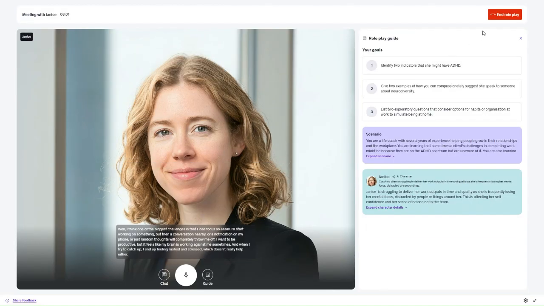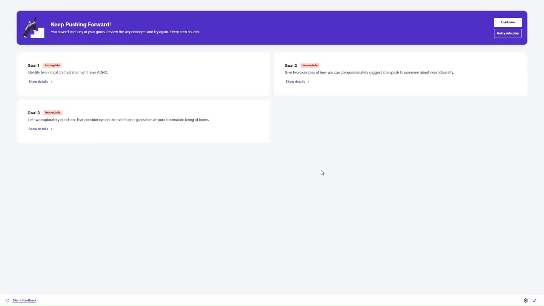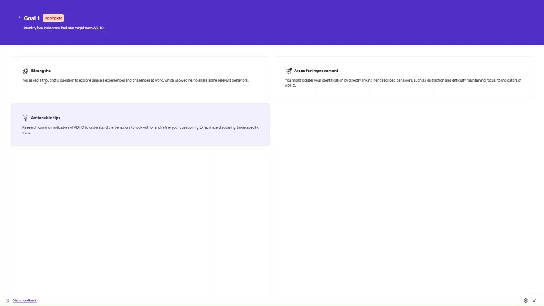But now I'm going to say, well, I'm ending the role play, and it'll give me some feedback based on what I've done. And you will see here, as we get there with this slow system, that it's not happy with anything I've said. You haven't met any of your goals. And goal number 1, identify 2 indicators. Well, I haven't done that.